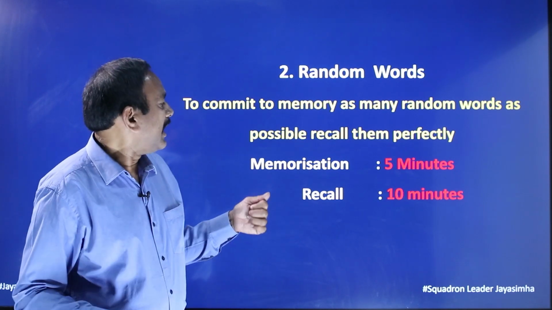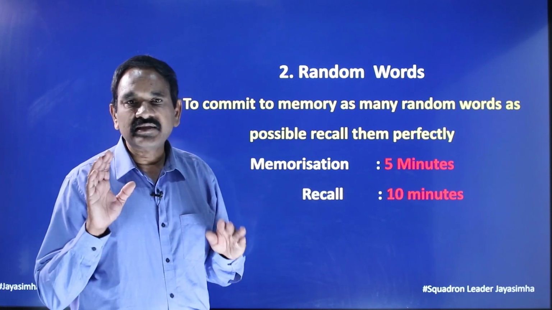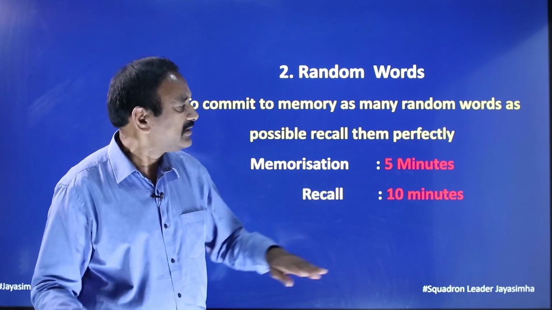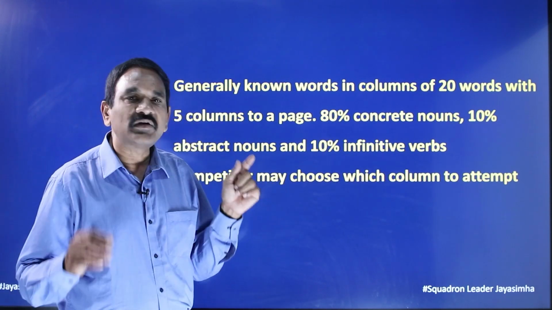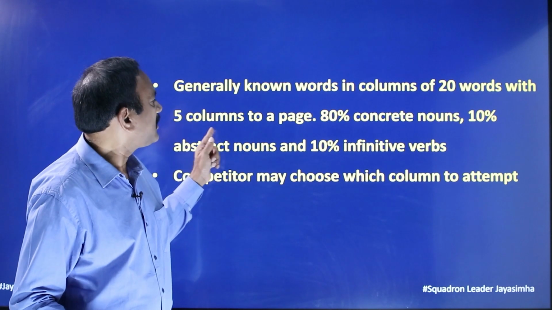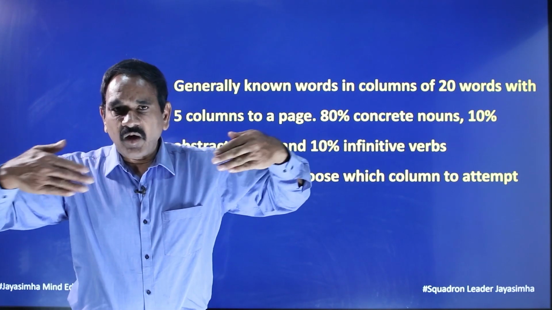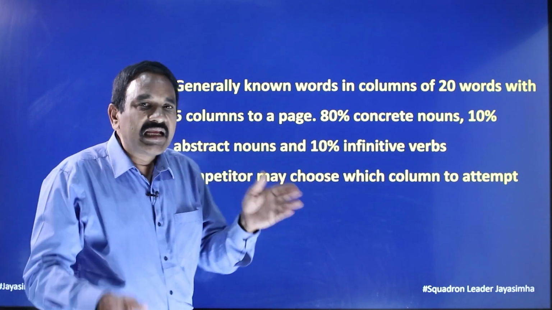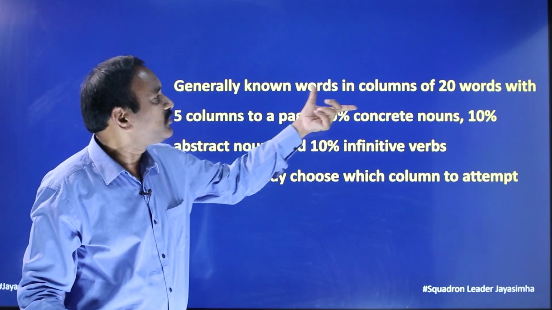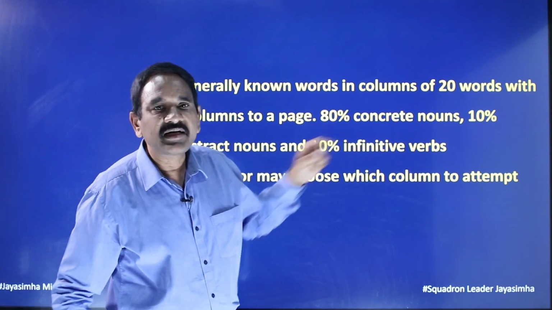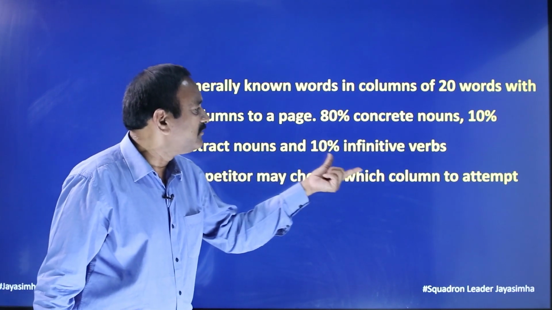Okay? Memorization time is 5 minutes again, and recalling time is 10 minutes. Memorization 5, recalling 10 minutes. Generally known words are given in columns of 20 words, with 5 columns to a page. That means numbers, you found them horizontally in rows, but words are given in columns, vertically from top to bottom. In each column you will have 20 words: 80% concrete nouns, 10% abstract nouns, and 10% infinitive verbs.